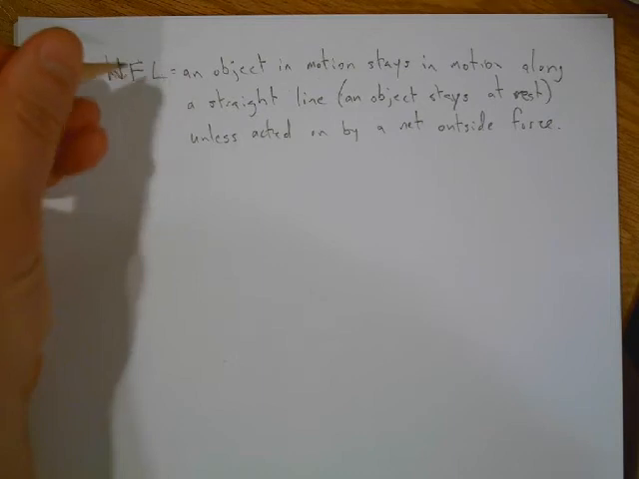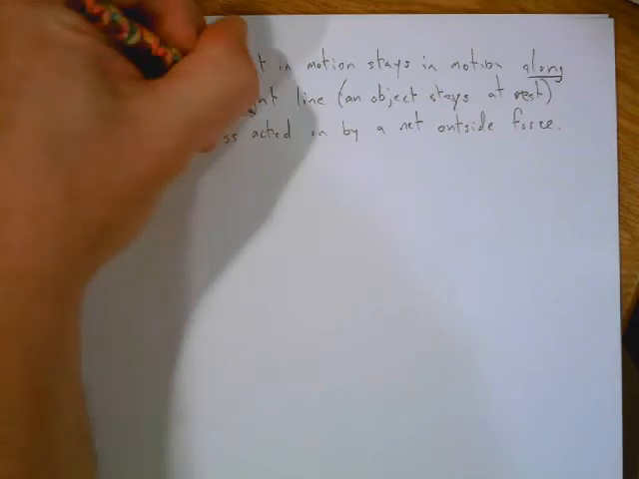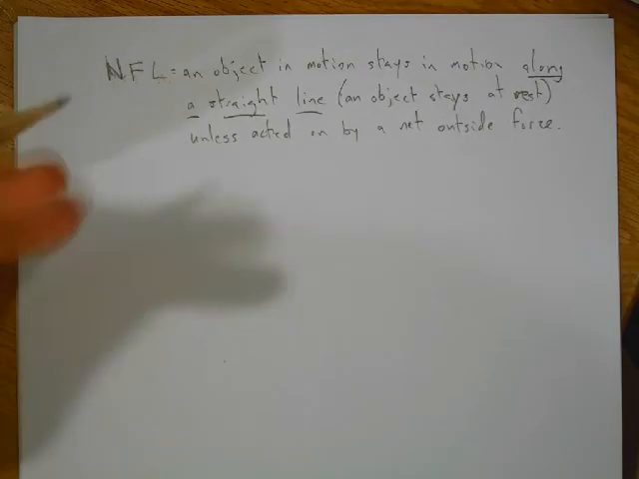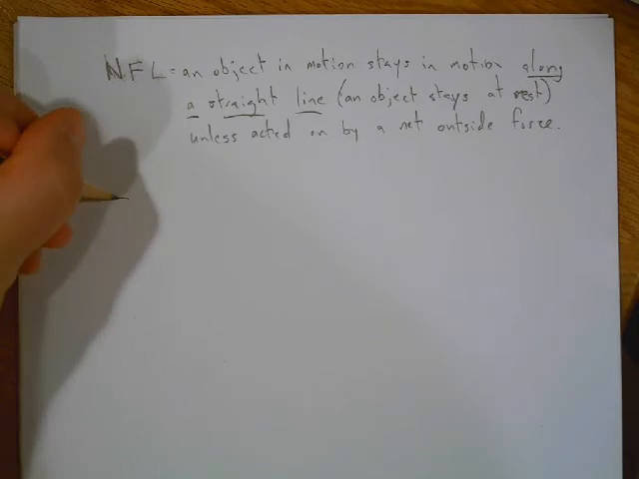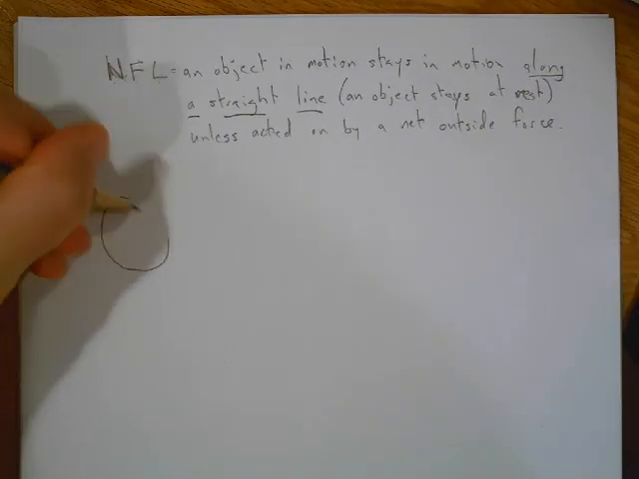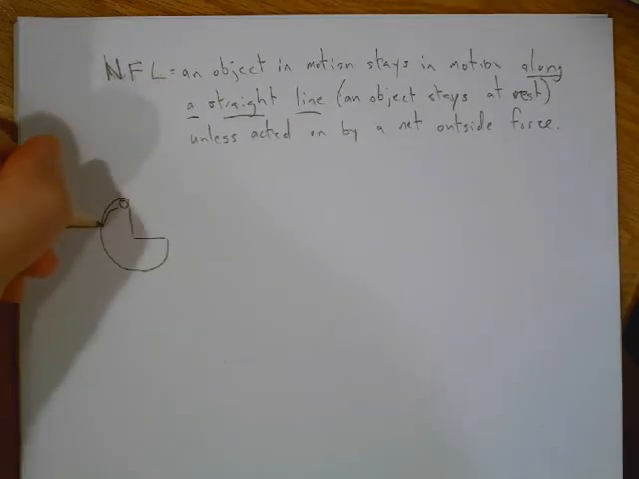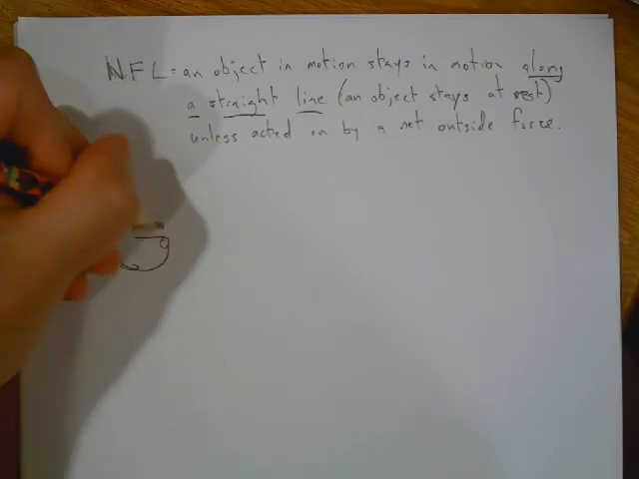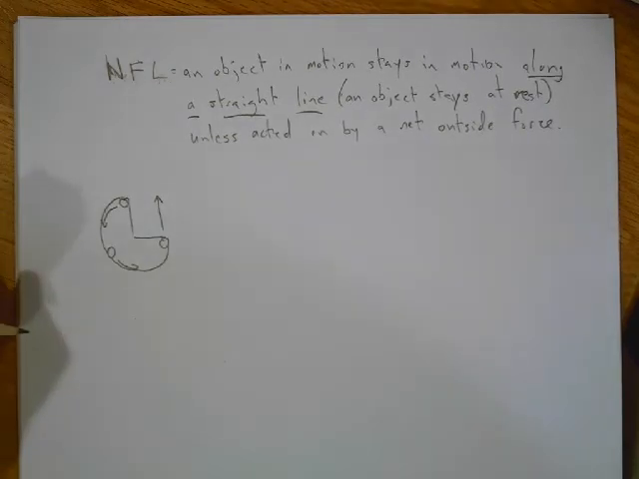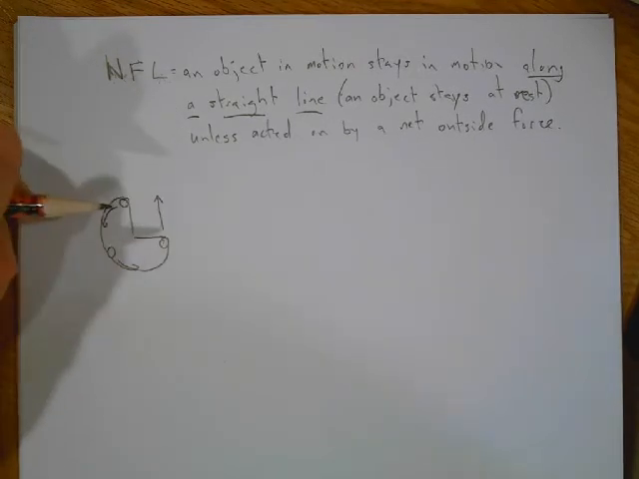So remember, the key is an object in motion stays in motion along a straight line, or an object at rest stays at rest, unless acted on by a net outside force. So, for example, the paper plate puzzler, where you had a paper plate that was cut out and you had a marble rolling around. It was rolling around, and then it got to here, and then it went straight. Well, why did it go straight? Because right there, it was moving up. So an object in motion stays in motion along a straight line unless acted on by a net outside force.